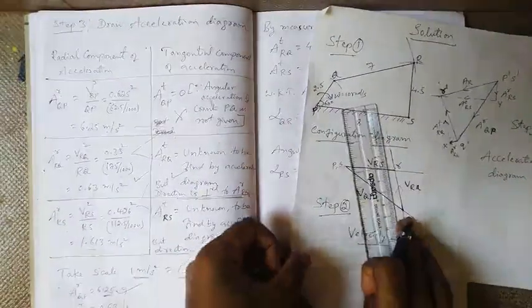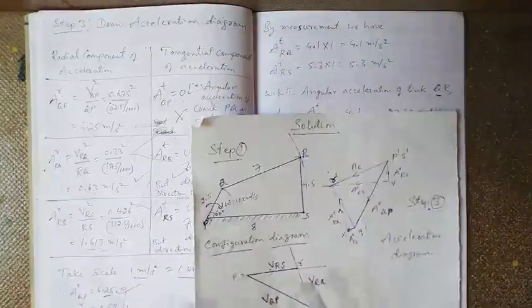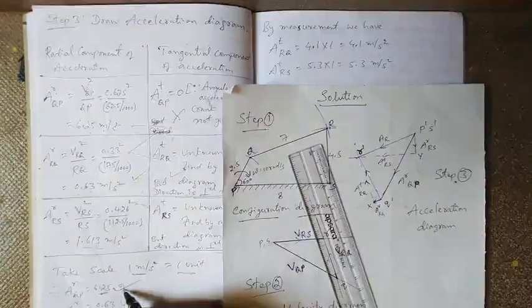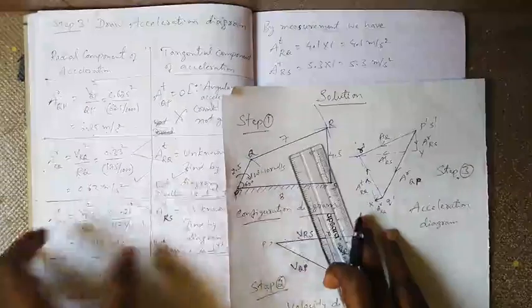Now let us move on to the construction of the acceleration diagram. Among these we know the radial component QP, 6.25, that is the first. So let us draw the radial component 6.25.